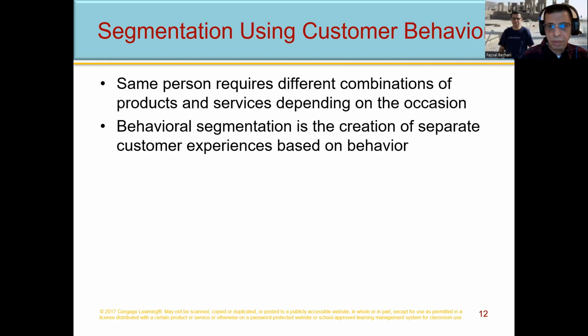Segmenting using customer behaviors. What we are trying to do is to understand the customer behavior. Once we understand the customer behavior, we can customize the marketing campaign so we can sell, or make it easier for the client to be converted as a client or as a customer. Segmenting using customer behavior: the same person requires different combinations of product and service depending on the occasion. And that's a big challenge.